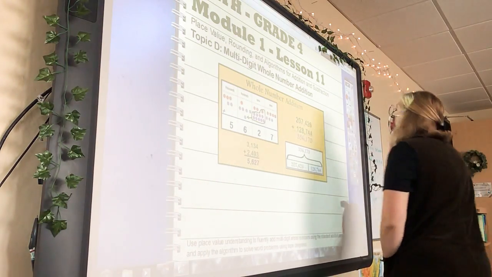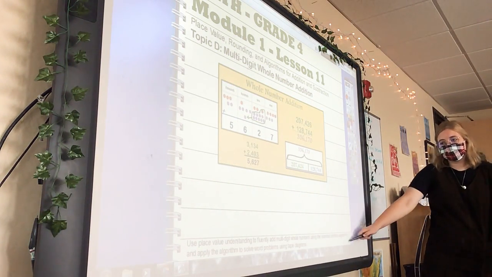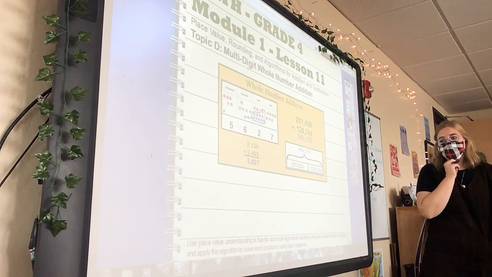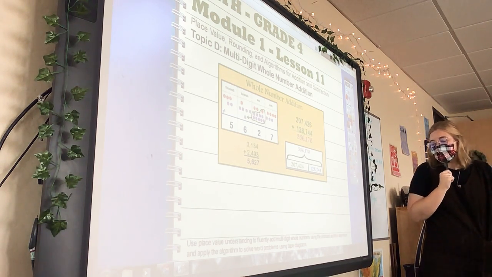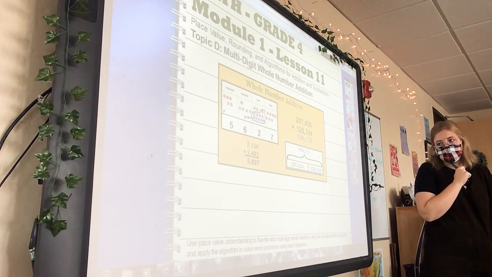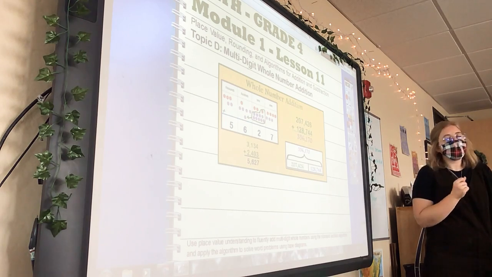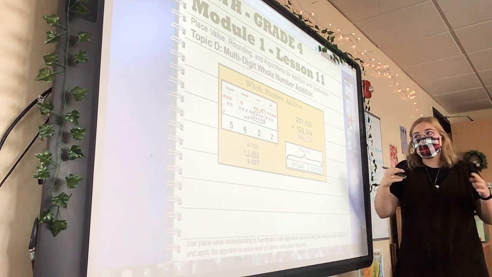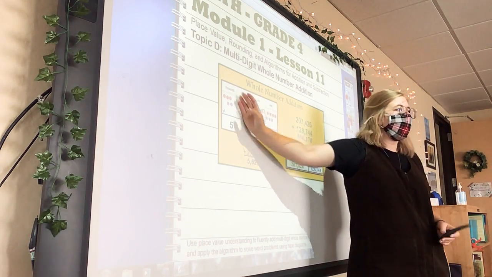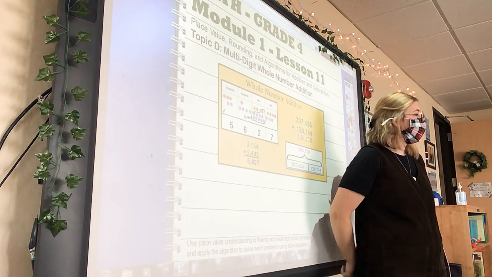So we're moving on to lesson 11, and our objective is down here. It says, use place value understanding to fluently add multi-digit whole numbers using the standard addition algorithm and apply the algorithm to solve word problems using tape diagrams. Whoa, that is a lot, okay? So basically we're going to use what we know about place value, okay?